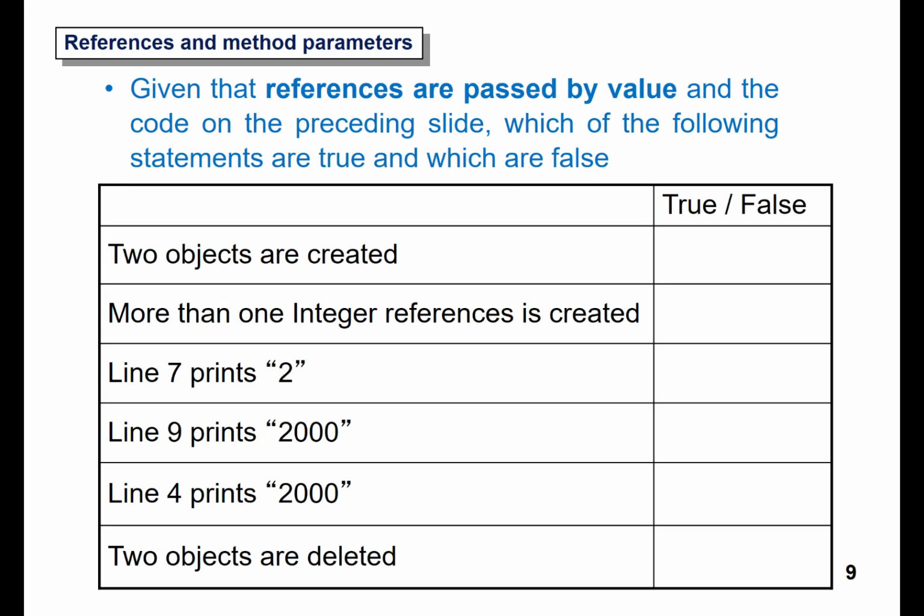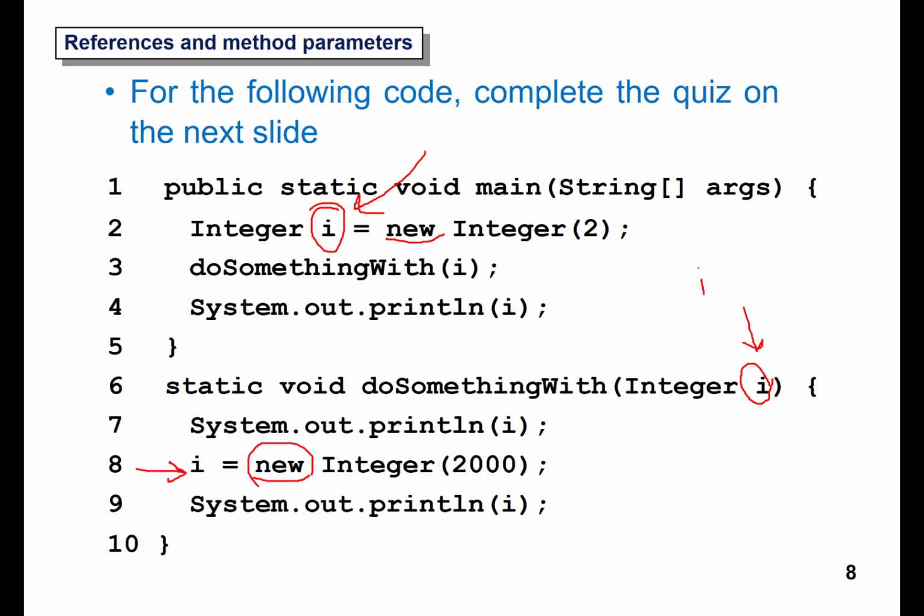Third question, does line 7 print 2? This is line 7 here, and that is clearly a yes. Initially we haven't done anything special. All we've done is pass the value of the first reference into the second reference, and we've just printed it out. Initially it was given the value of 2, so nothing changes there, and we print out number 2.